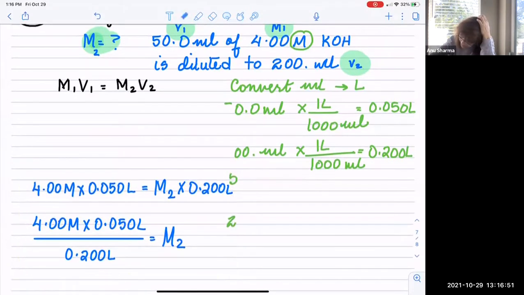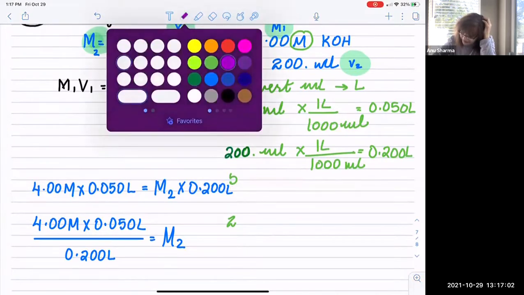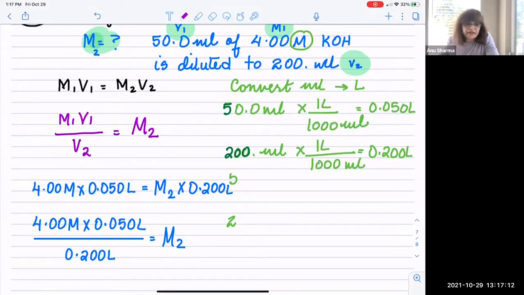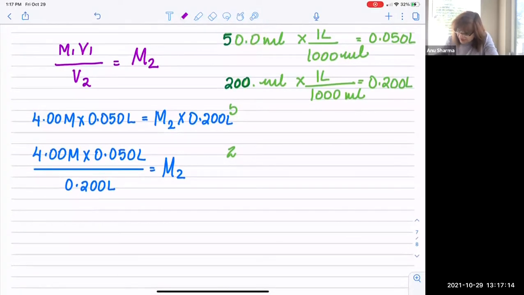Okay, so here we just cut this off. And this is 550 ml. So when you do the rearrangement, M1 V1 over V2 is equal to M2. That's the algebraic conversion. So you get this. Now you have to do the math.